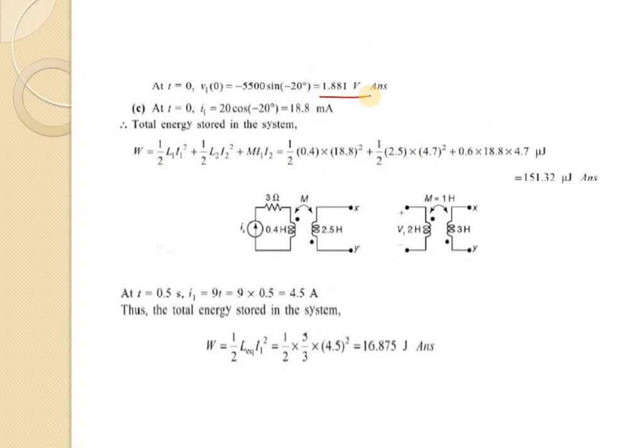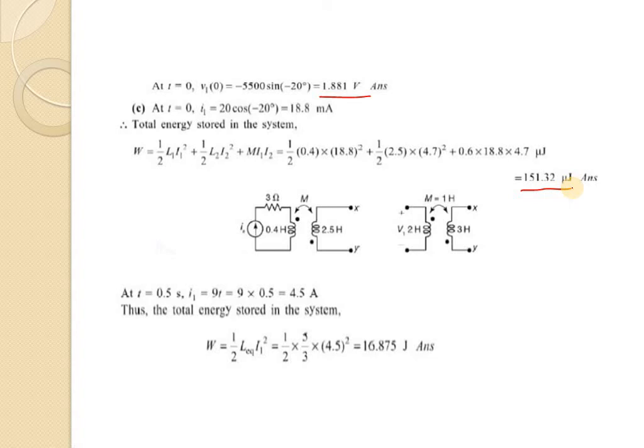Now in the third question, we have to calculate the total energy stored in the system. For calculating this value, we know that energy stored by an inductor equals half L i square. So for this problem, it will be half L1 I1 square plus half L2 I2 square plus M I1 I2. Putting all these values, we are getting energy equal to 161.32 microjoule.